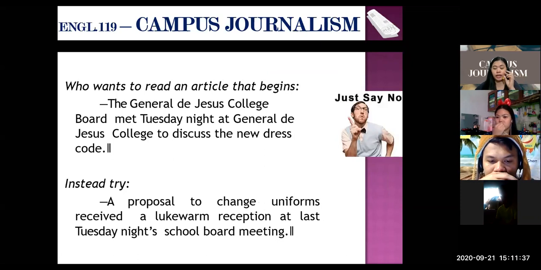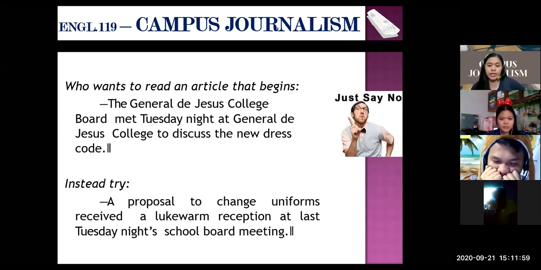Okay, so it's there. The problem is there is a redundant article on the college, the school, and it answers more than what, when, who. So it has three W's there. Instead, you try to answer: a proposal to change uniforms received a lukewarm reception at last night's school board meeting. So it does not necessarily identify what school and so on.